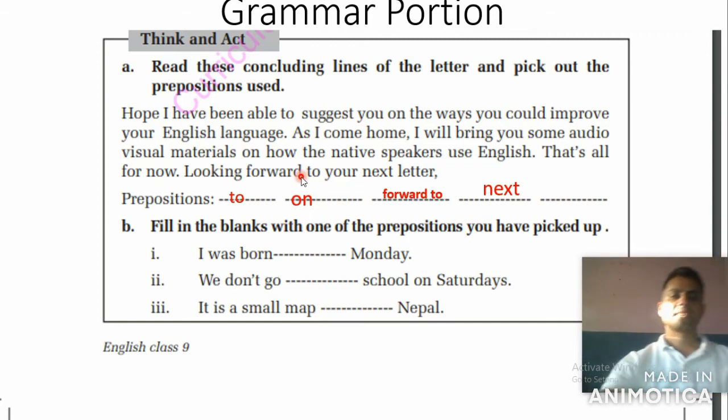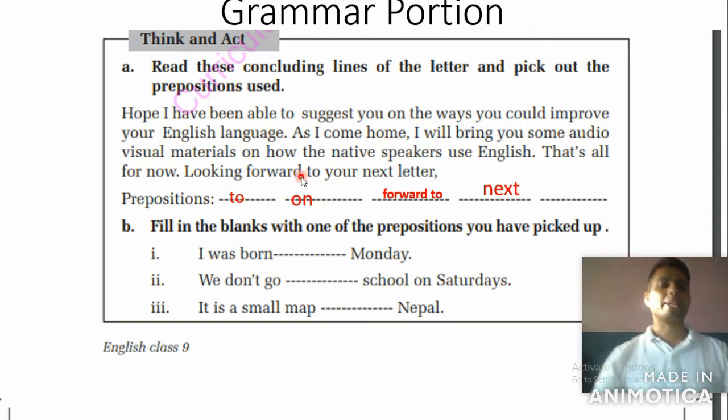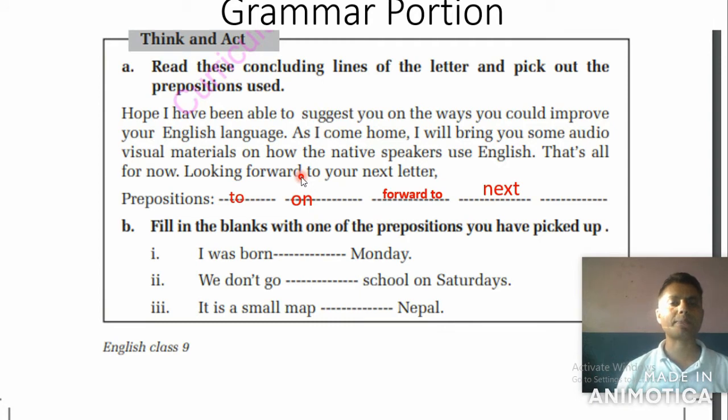Now my dear students, number B: fill in the blanks with one of the prepositions you have picked up. Look at number one: I was born Monday. Two: We don't go to school on Saturdays. Three: It is a small map Nepal. Prepositions come before nouns and pronouns. Monday is a noun, school is a noun, and Nepal is also a noun. Before them, we have to use a preposition.